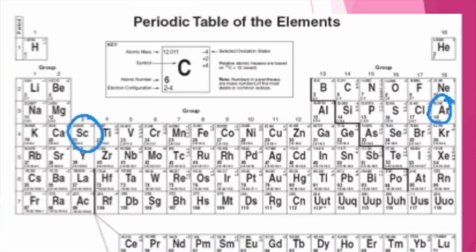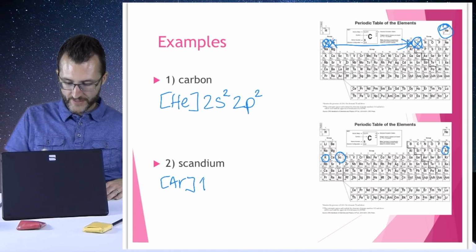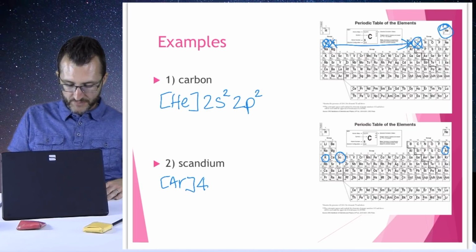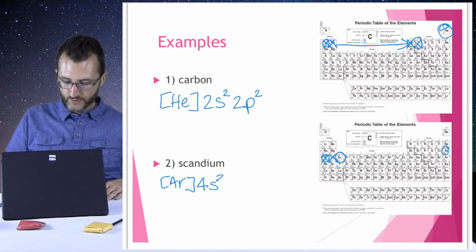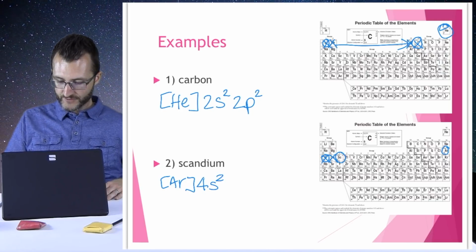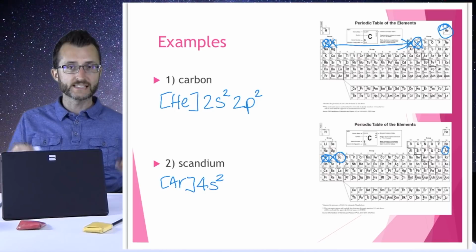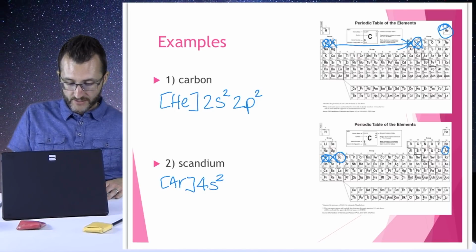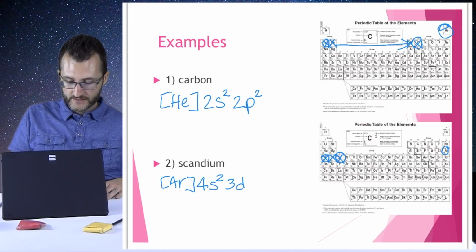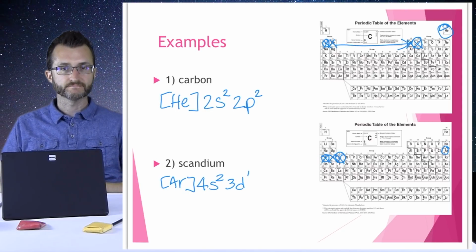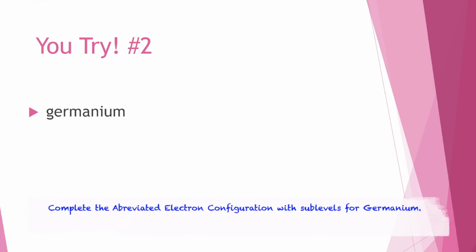Cool. So I'm going to move down to the 4th energy level. I'm going to start at K. So 4 for 4th energy level. I'm in the S block now. I'm going to count over 2 elements. So 4s2. And then over here, I know I'm in the D block, but the rule is that I've got to go back 1 energy level. So I know that's 3D, and it's just 1 electron for 3D. Good, much shorter. You try number 2. Complete the abbreviated electron configuration with sublevels for germanium.